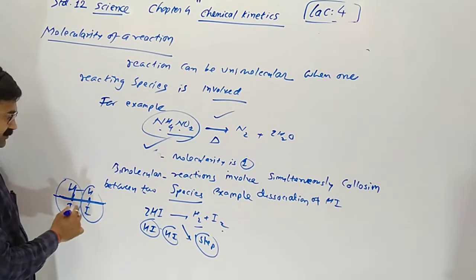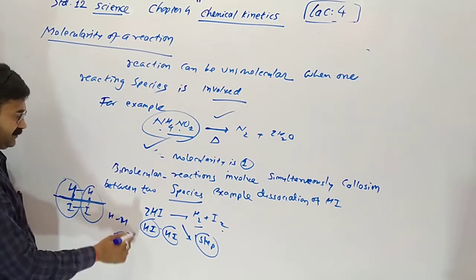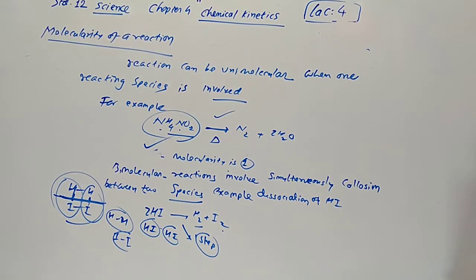All bonds break, new bonds are formed, so the product will be H2 and I2. Here 2 molecules are involved in the reaction. In one step, 2 particles, 2 species collide with each other. So molecularity is 2. But store in your mind, reactions should be elementary, means occurs in one step.